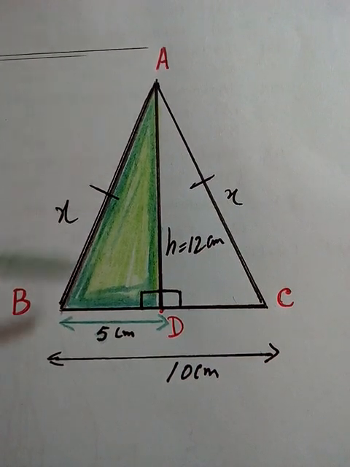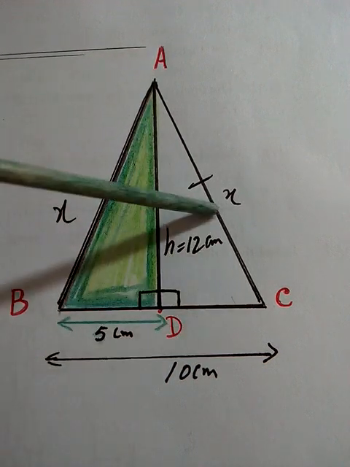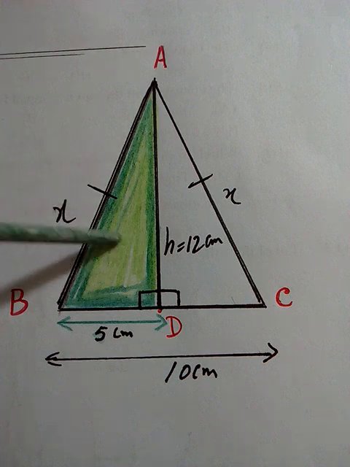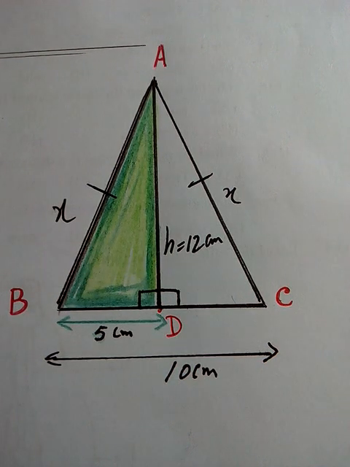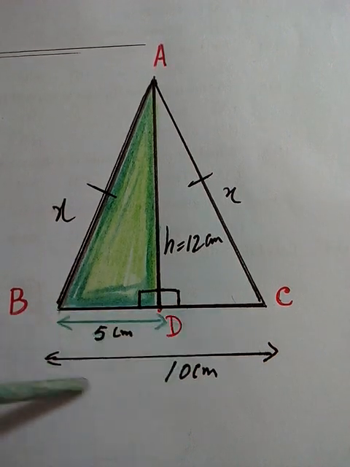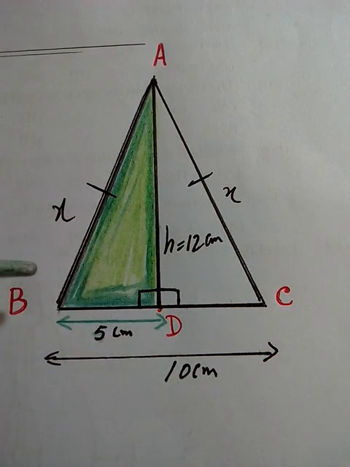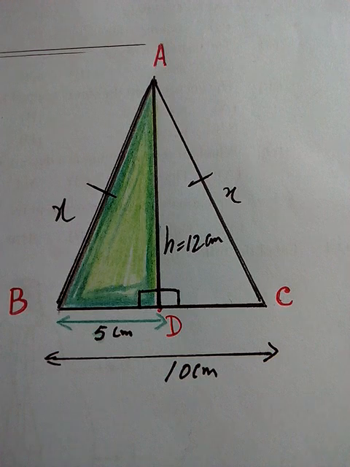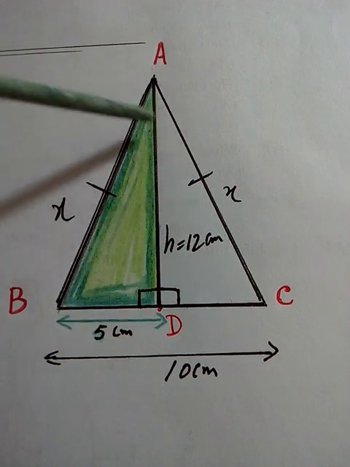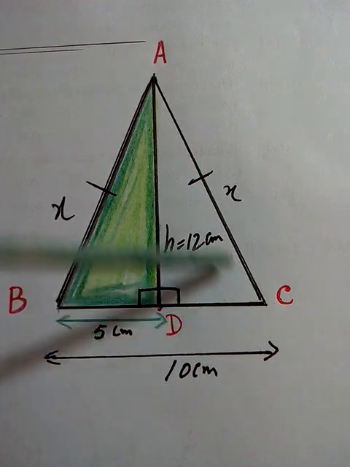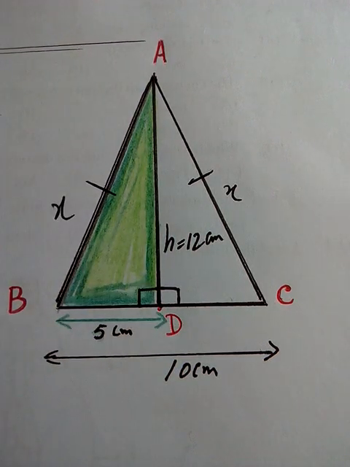The side AB and side AC both are equal, and the height is given, that is 12 centimeter, and also remember the base is 10 centimeter. In triangle ABC, if we try to apply the Pythagoras theorem, we cannot apply it, because at vertices A, B and C, none of the angles is a right angle.